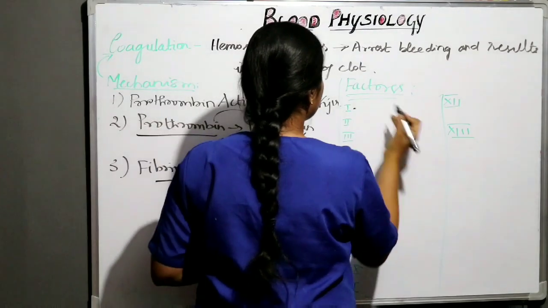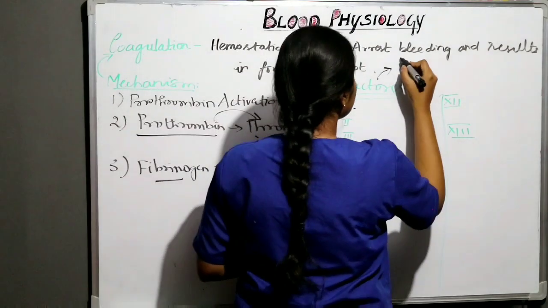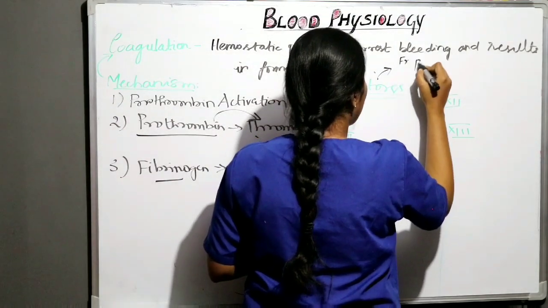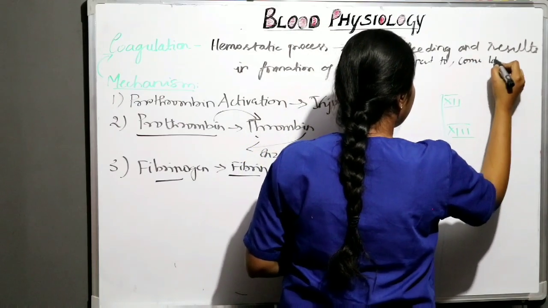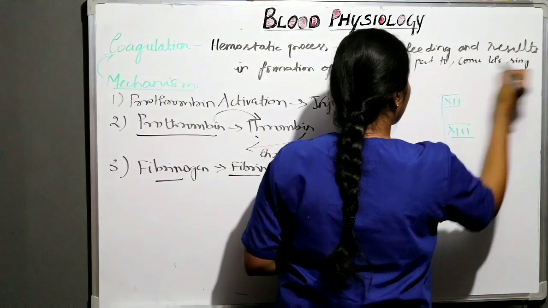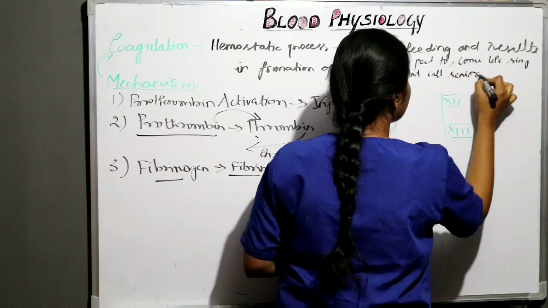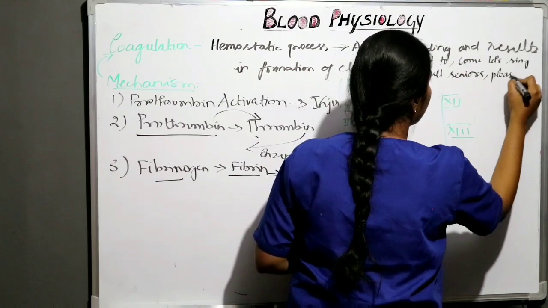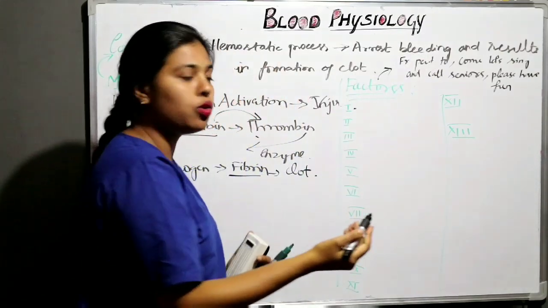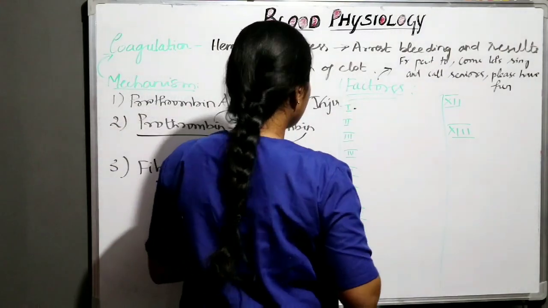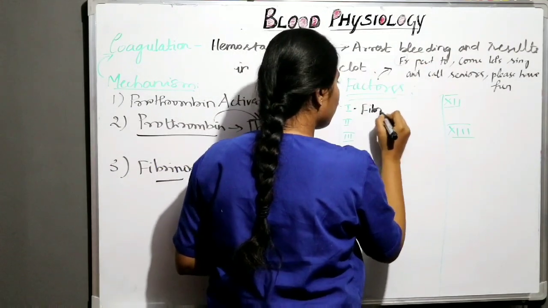There is a mnemonic by which we can remember them easily. That is, freshers party tonight, come, let's sing and call senior, please have fun. This is the easy way to remember the clotting factors. The first one is F, fibrinogen.